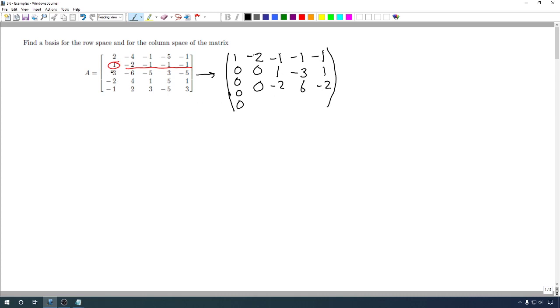Now we're going to add 2 times this row to this one, so that'll give us a 0 there. 4 plus 2 times negative 2 is again a 0. And then we're going to end up subtracting 2 this time from all those. So 1 minus 2 gives us a negative 1. 5 minus 2 gives us a 3. And then 1 minus 2 gives us a negative 1.